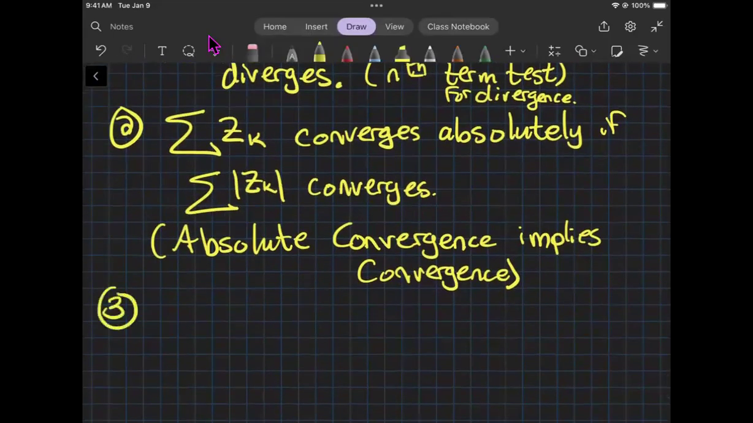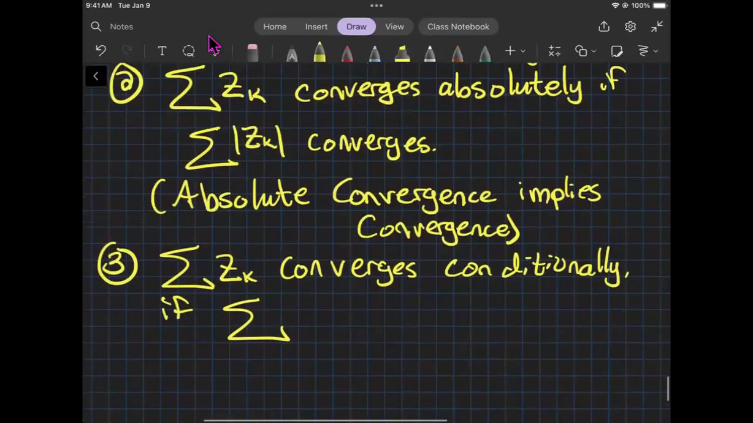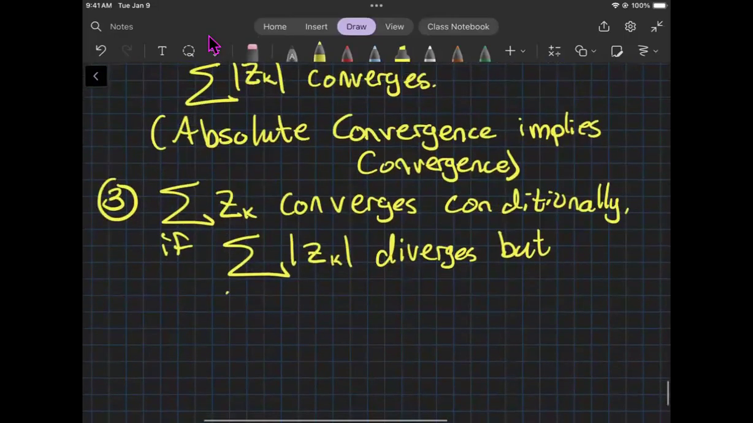Okay. The third one is the series of z sub k converges conditionally if the sum of the absolute value of z sub k diverges, but if you show that the series of z sub k converges. All right.